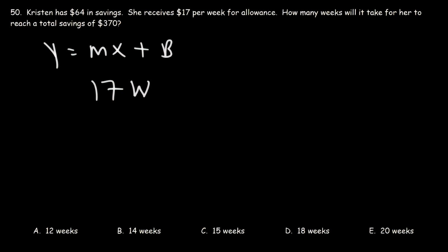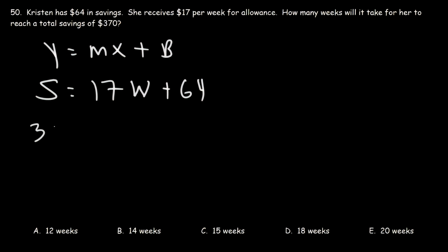The y-intercept is the y value when x is 0. In this case, when w is 0, it's going to be how much savings she had, which is the amount she had to begin with. So b is 64. And s will be the same as y. That's going to represent the total savings after w weeks have passed.